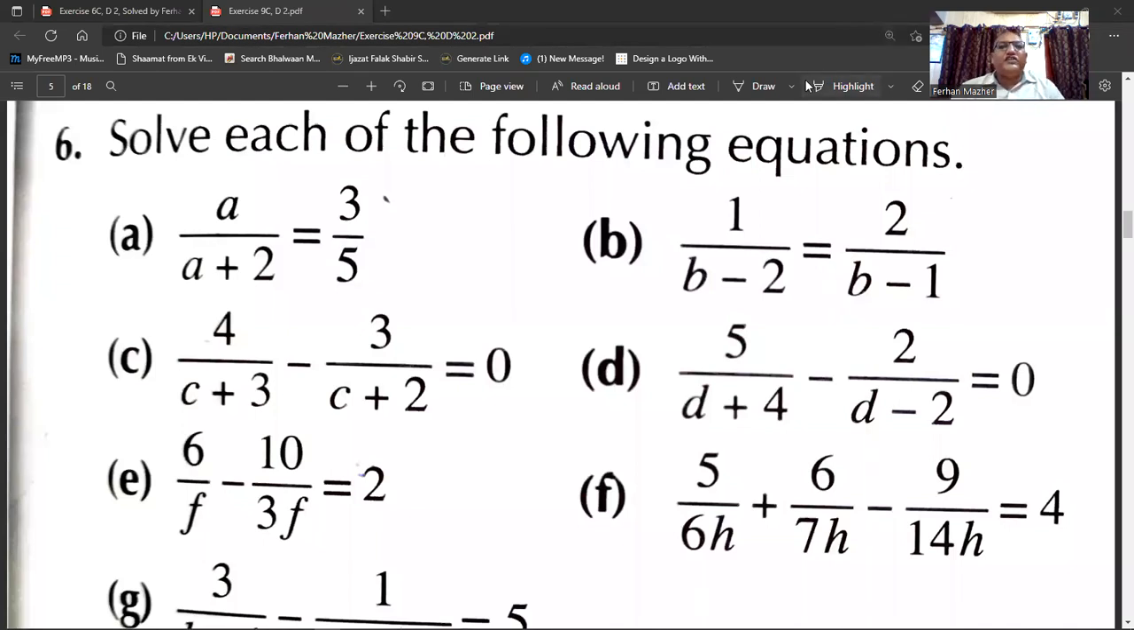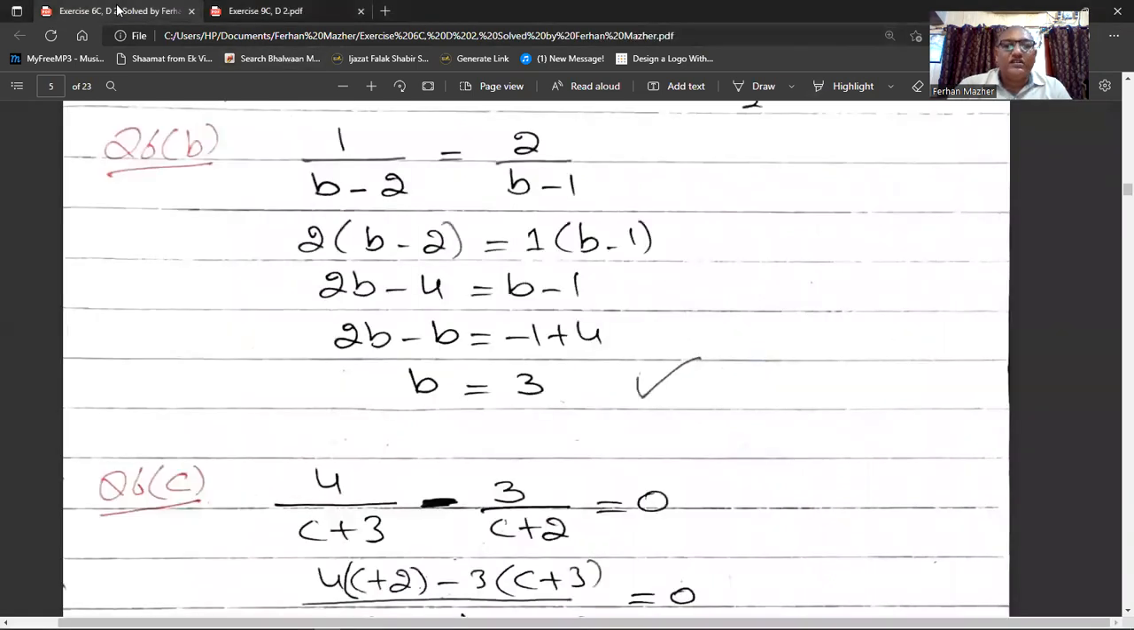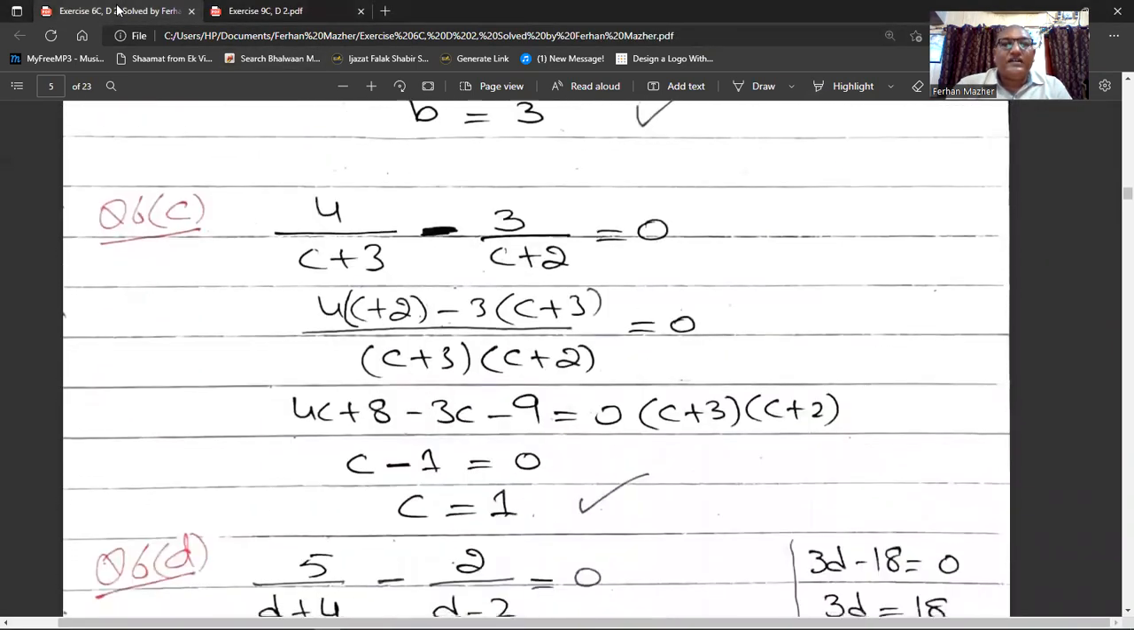So my dear students, we are going to work on question number 6, and it's the C part. Here we have 4 divided by c plus 3 minus 3 divided by c plus 2 equals 0. So here you again have two fractions equal to 0. I can take this fraction to the other side, and then you will have the same situation as in the previous question.